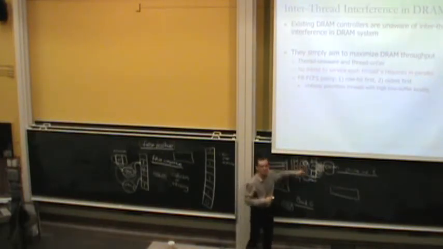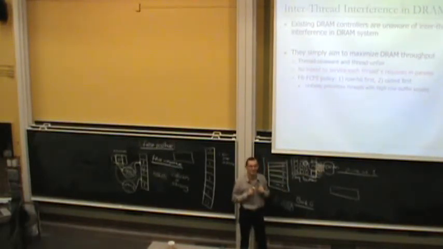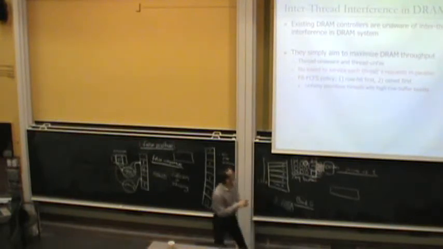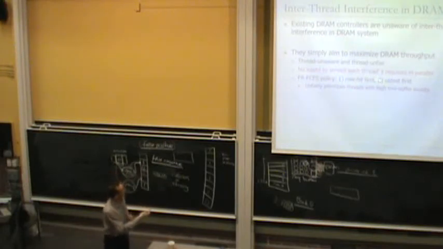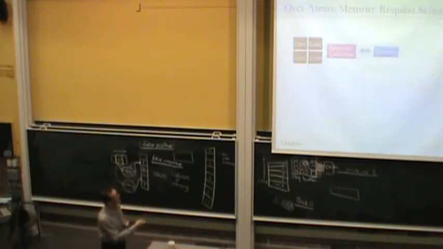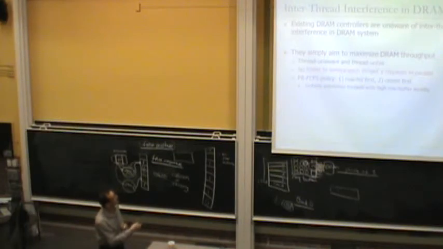Executing meaning making progress on, making forward progress on. Make sense? So that's the problem. The row hit first policy unfairly prioritizes threads with higher buffer locality. So how do you fix this problem?